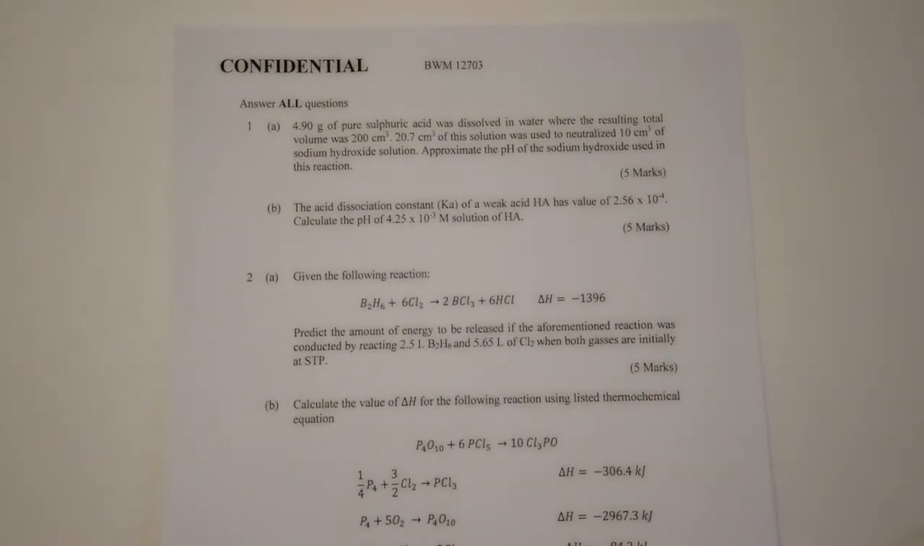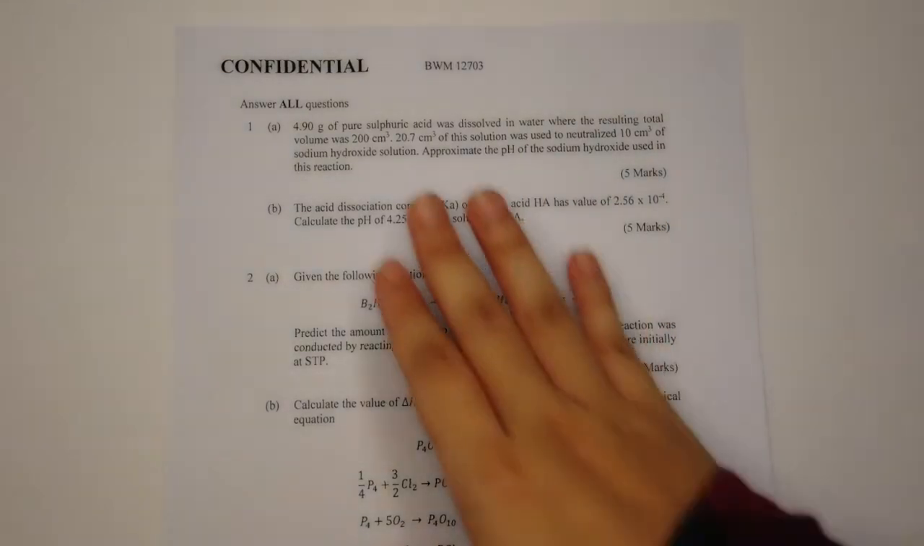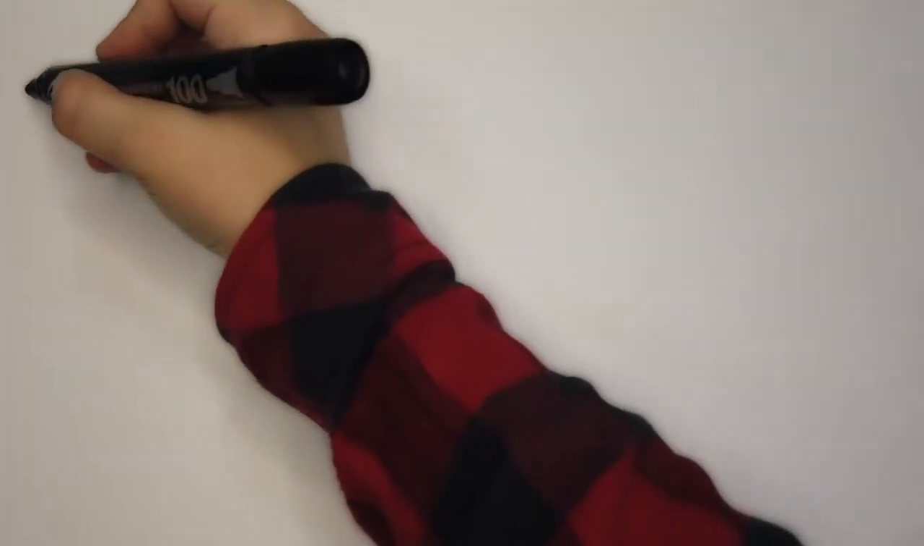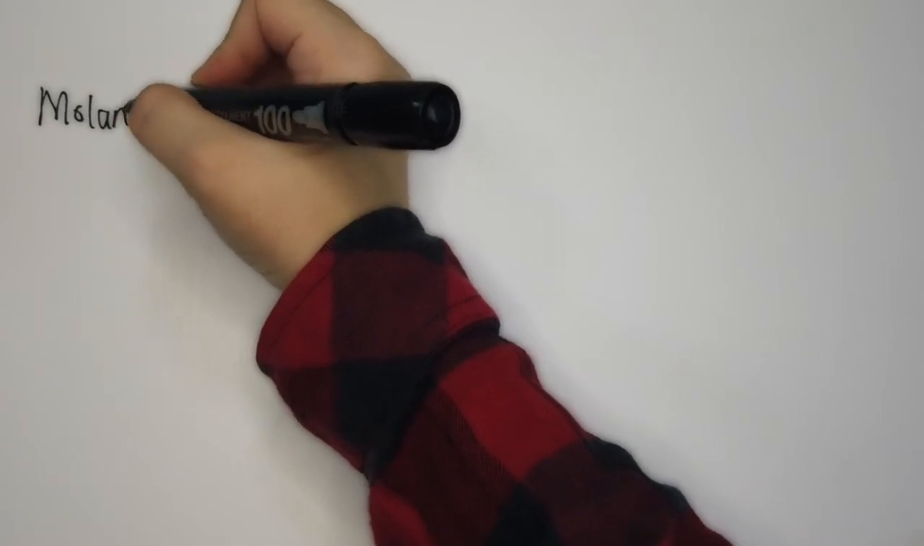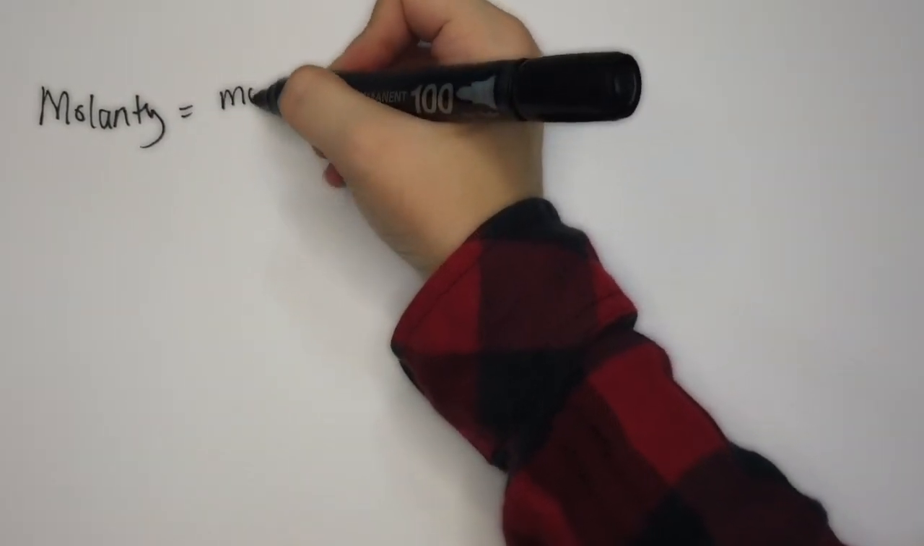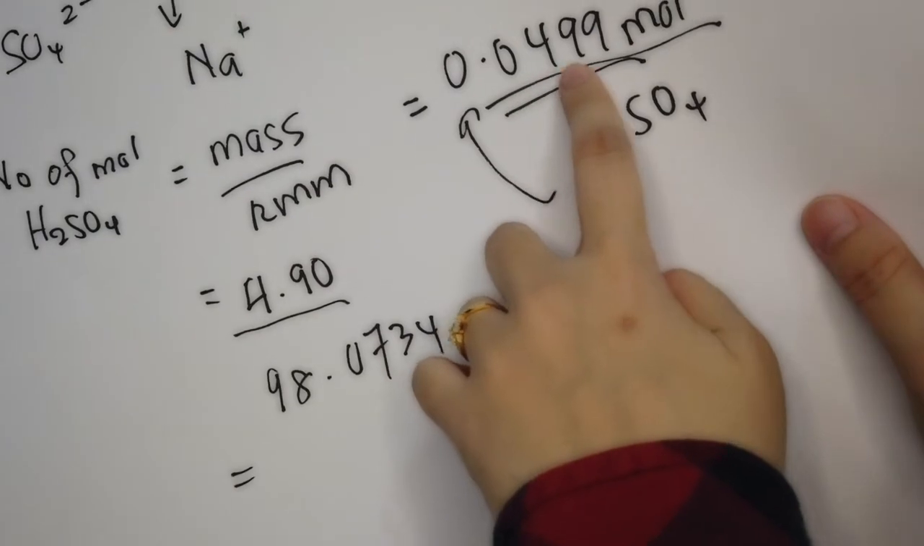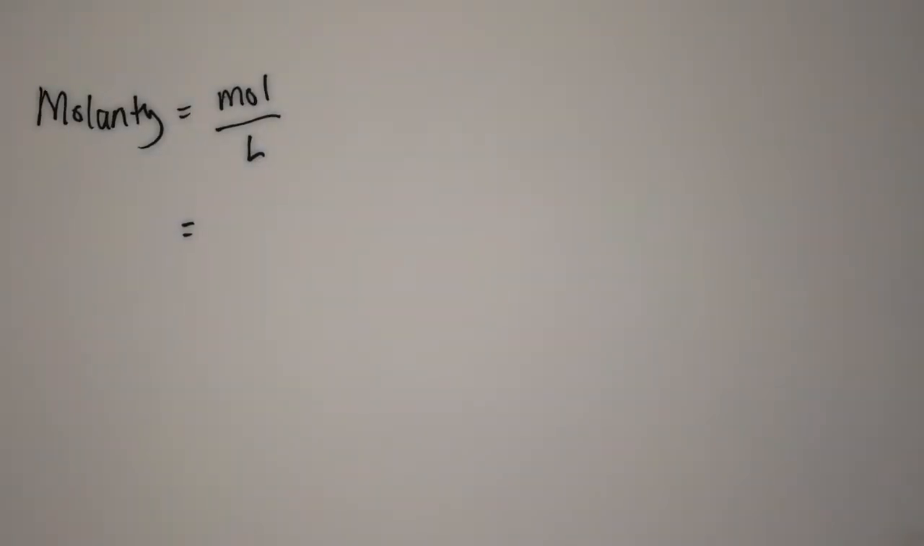Okay, since we already calculated the number of mole for sulfuric acid, then we need to look back at the question here. It states that this acid is being dissolved until the resulting volume is 200 centimeter cube. So from here we can calculate the molarity. Molarity is equivalent to mole over liter. The number of mole is the one that we have calculated just now, which is 0.0499 mole.